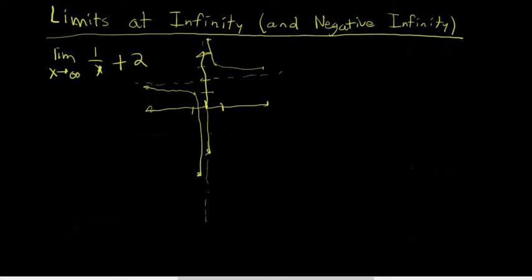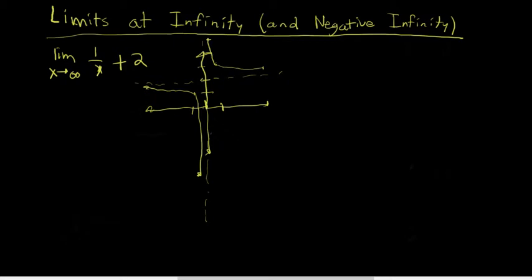Say we plugged in a really small fraction. Well, then 1 over x is going to be a really big number. We're going to add 2 to that, so you'll have 2 more than a really big number, which is an even bigger number. And as you plug in smaller and smaller fractions, you're going to get bigger and bigger numbers for 1 over x, and when you add 2 to them, those numbers only get even bigger.